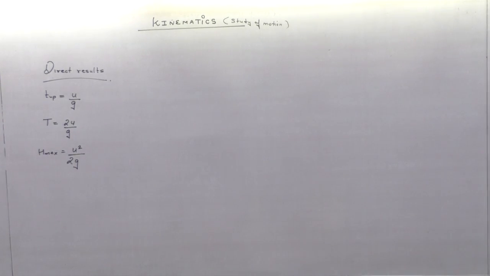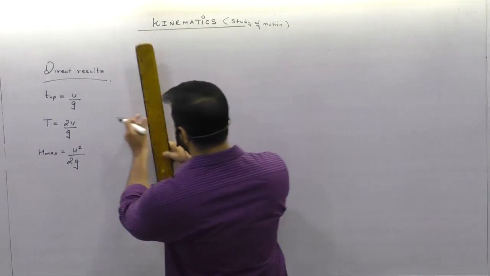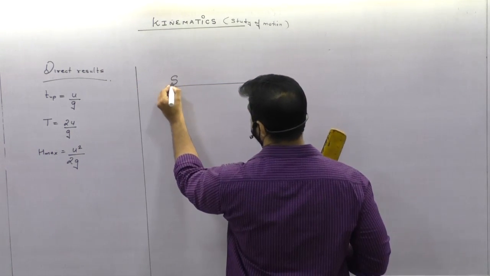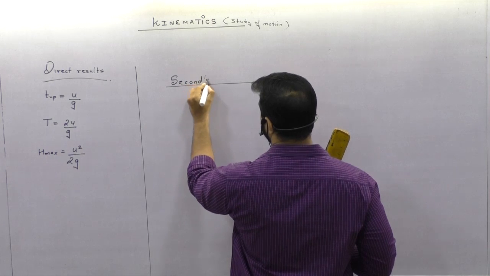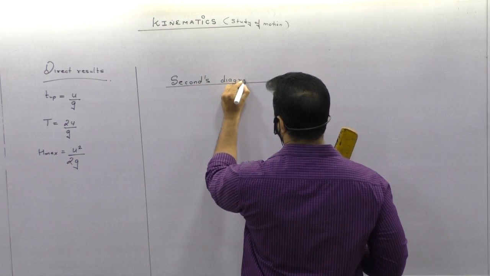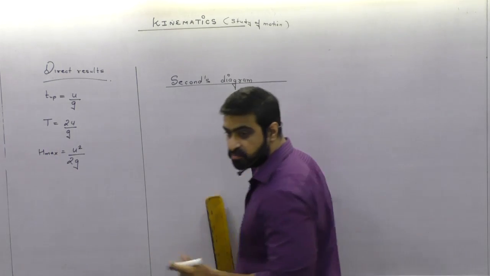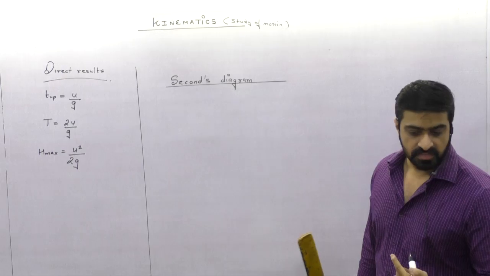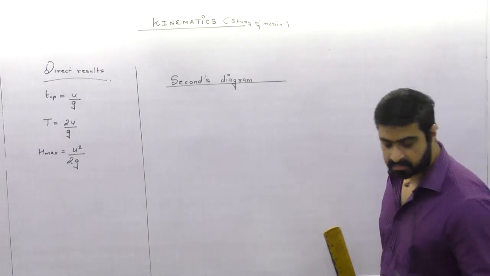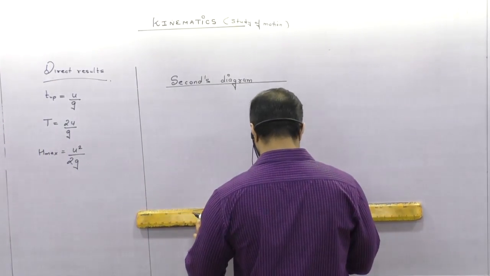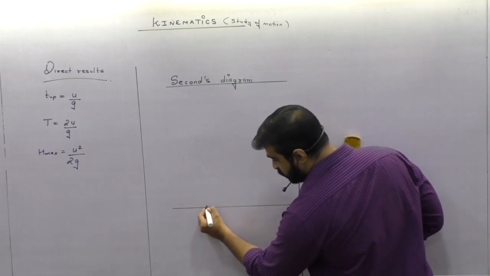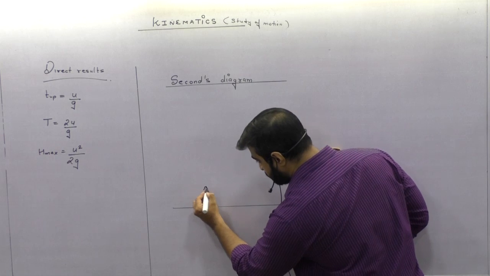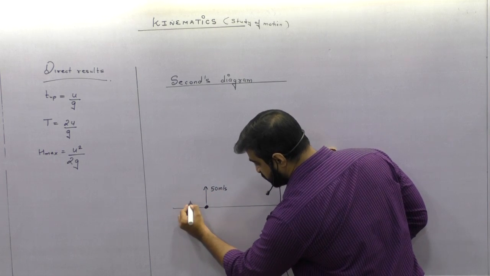Now we are dealing with a most important thing, that is the seconds diagram. Pay attention. You will be able to solve many sums in vertical motion under gravity. Look at this now, otherwise you will not understand anything. Suppose I have a ball and I throw this with a speed of 50 meters per second at the 0th second.